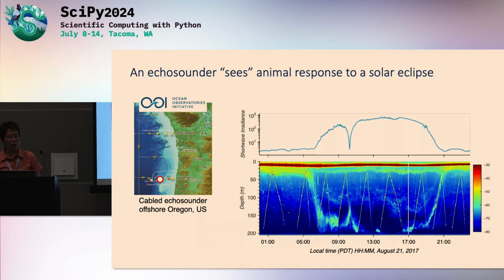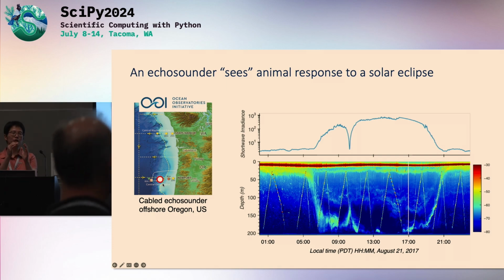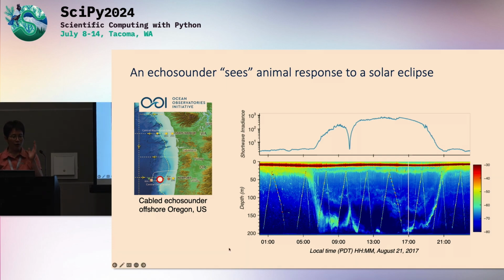But I wanted to show you an example that we think is very cool to demonstrate what echosounders can get you. This is data from the Ocean Observatories Initiative, from a cabled echosounder just offshore Oregon here. We're in Tacoma around here, so it's not very far from here. This is an upward-looking echosounder mounted on a platform at 200-meter water depth. If you look at the echogram here, the horizontal axis is now time, and the vertical axis is still depth.